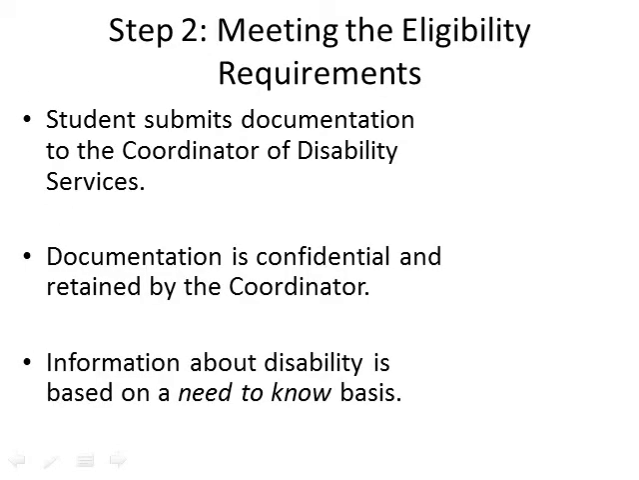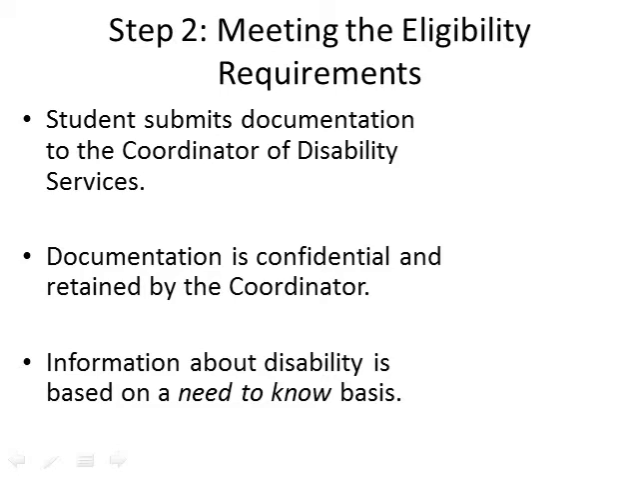Step 2 is meeting the eligibility requirements. What this means is that once a student has filled out all of the paperwork, and there is quite a few pages of paperwork that you will have to complete, and all of that can be found on the Alliant Office of Accessibility webpage. And once you have that, you will also submit documentation to the coordinator.